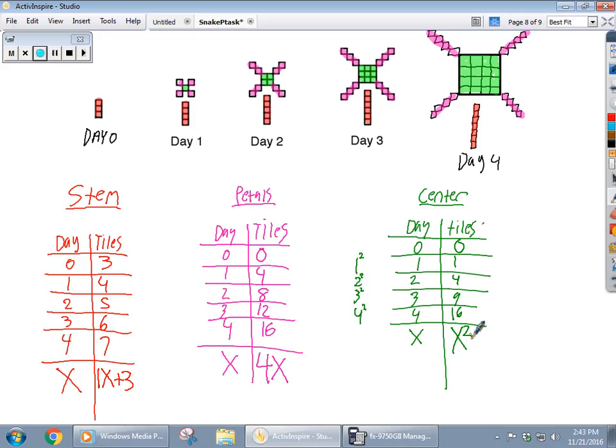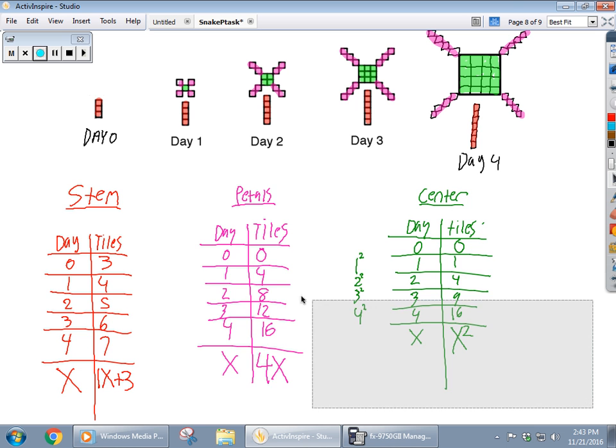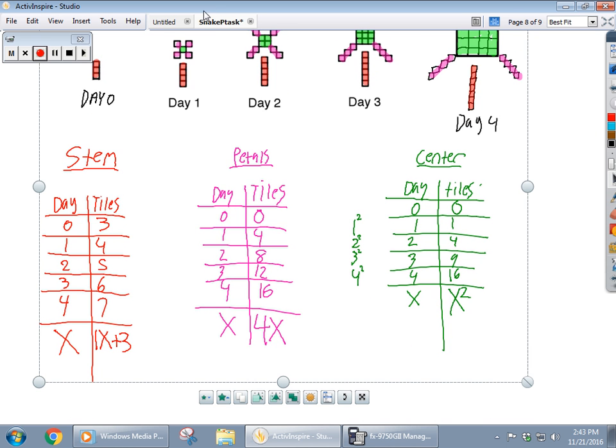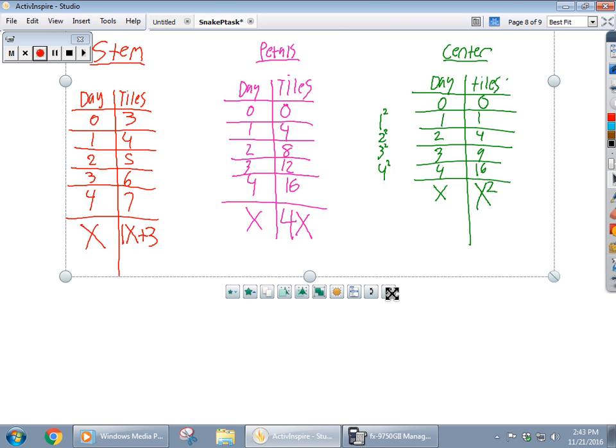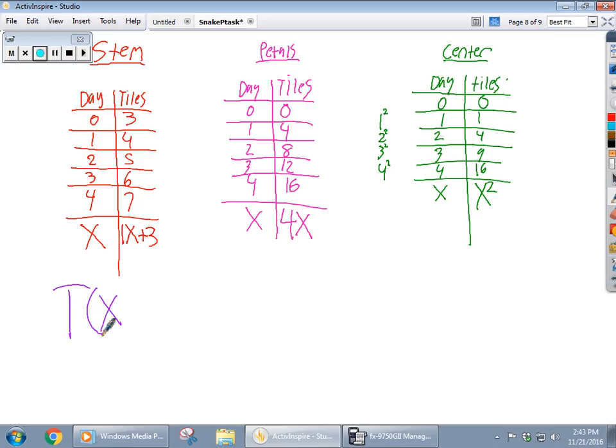So now in order for us to write this equation, given all these things, we just have to combine all this, and then we will get our equation. I know this seems kind of daunting at first, but if you break it down into these smaller pieces, it's not really that bad. So let's combine these. Okay, we'll call this t of x, right? So for Trinidad, t of x. So here we go. We got x plus 3, that's from the stem, plus 4x from the petals, plus x squared. That's it. That's the equation.